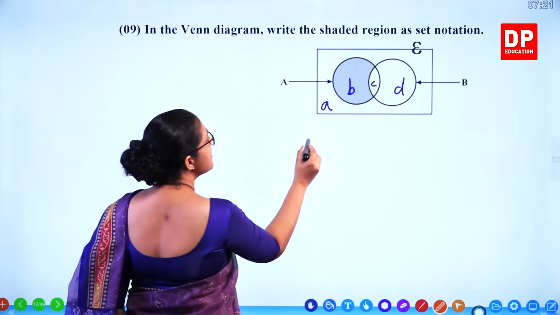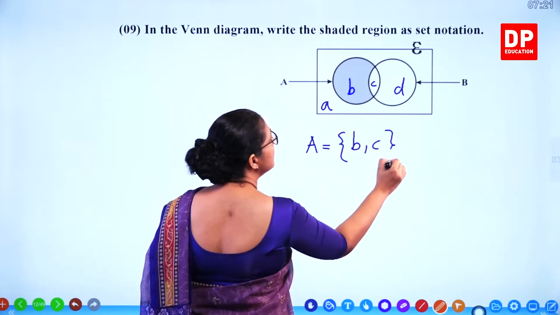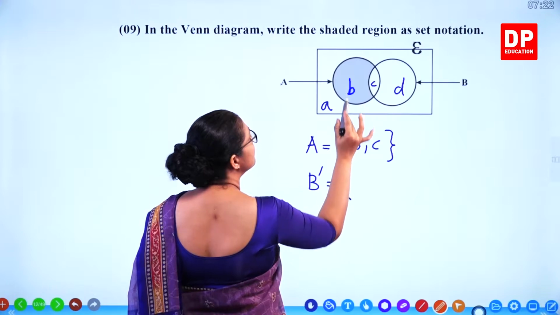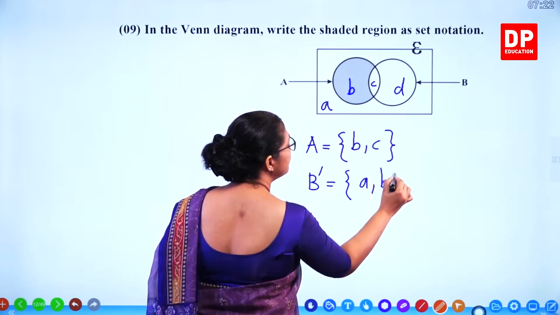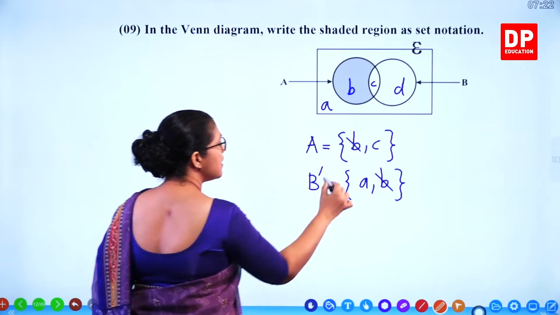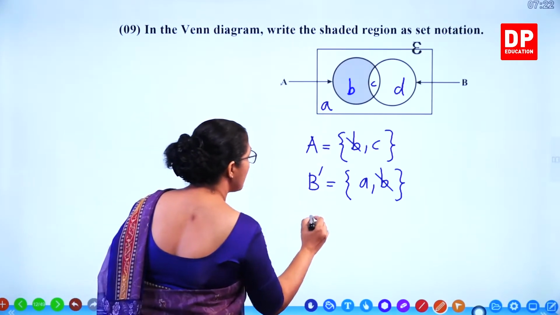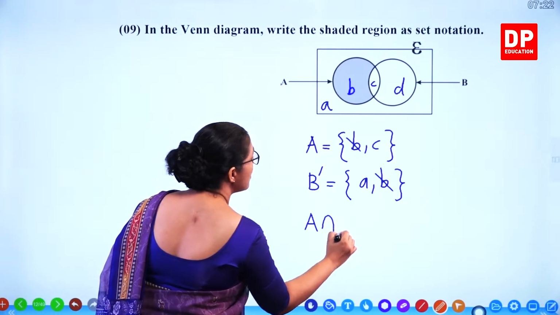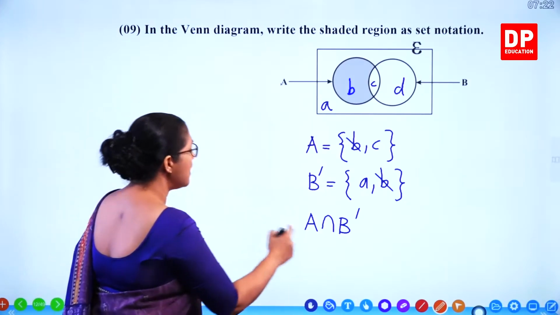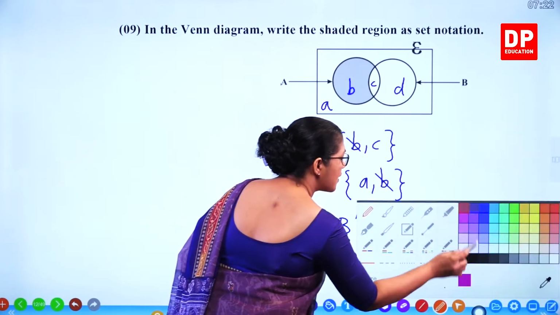and write down. What is A? A means B and C. B dash means A and B. But you need only B. Can you see B is in here? In both, so that's the common term. So you can write A intersection B dash. A intersection B dash. So that's the set notation. 2 marks for identifying the correct set notation.